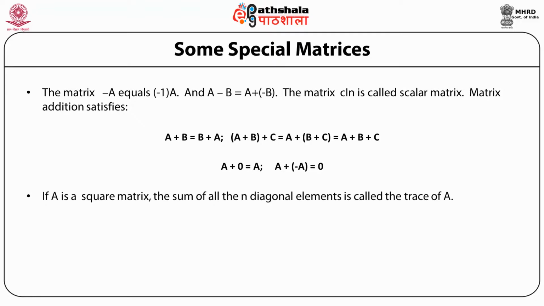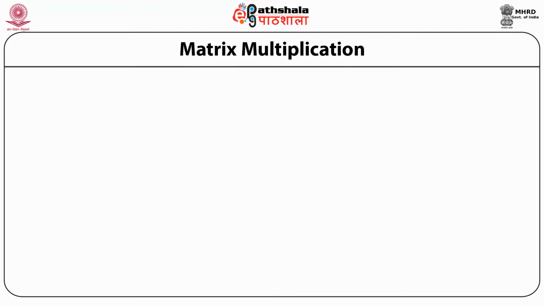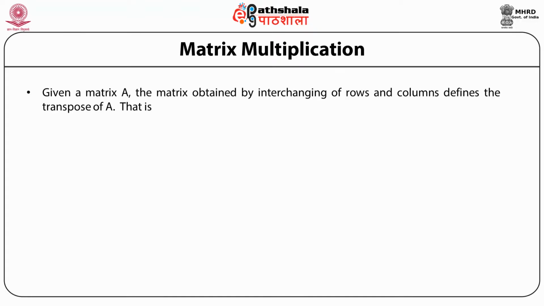If A is a square matrix, then the sum of all n diagonal elements is called the trace of A. A matrix whose trace is 0 is said to be a traceless matrix. Given a matrix A, the matrix obtained by interchanging rows and columns defines the transpose of A.